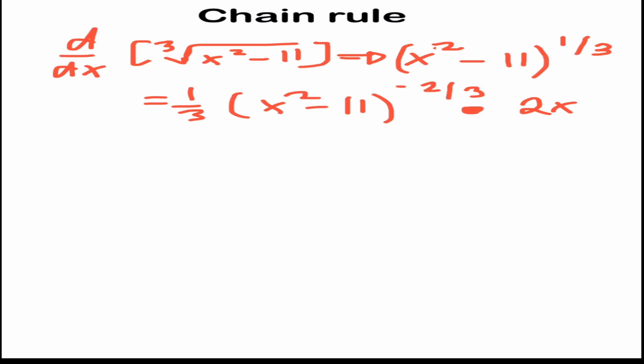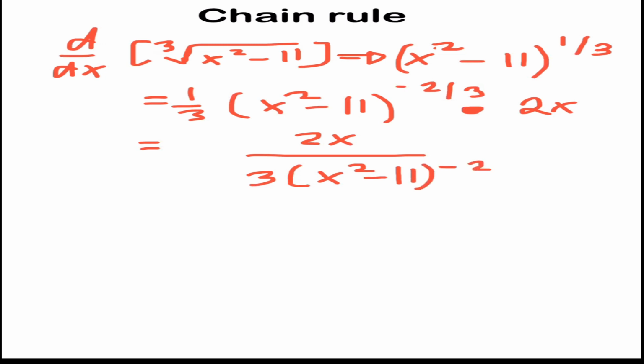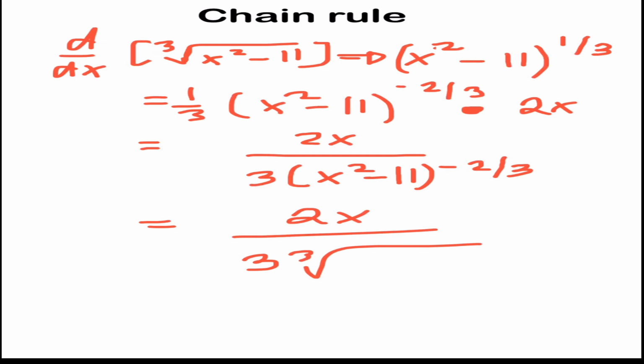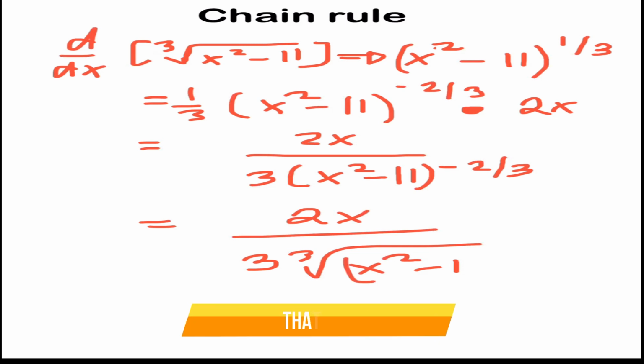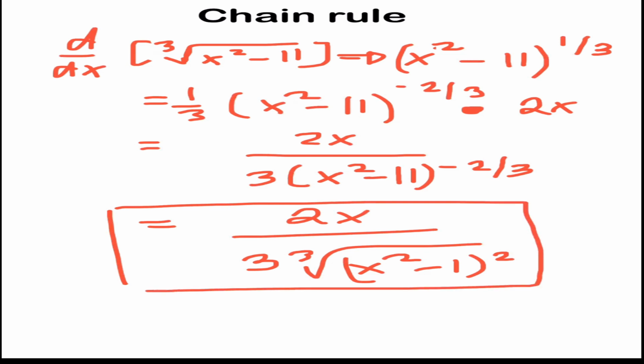Now we can have 1/3 times 2x is 2x over 3, times x squared minus 11 raised to negative 2/3. And finally, we have 2x over 3 times the cube root of x squared minus 11 raised to 2. So this now is the final answer.